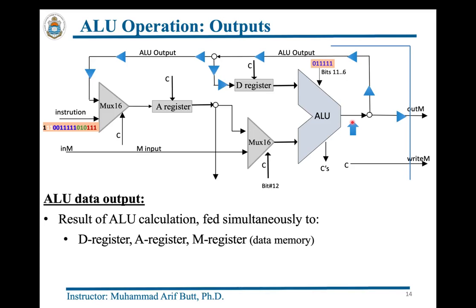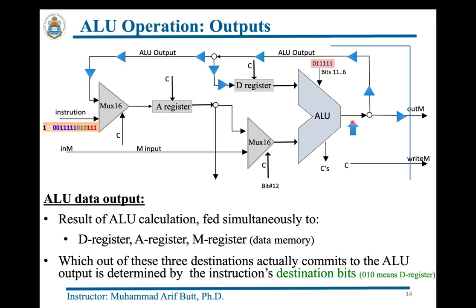And now the programmer has to decide which door has to be opened, and this decision will be taken by the destination field of the instruction, shown in green over here. And over here it is 010, which means the D register. And we have seen in the previous lectures that a 000 in the destination bits means don't save the ALU output in any destination. And a 111 in the destination bits means simultaneously save the ALU output in all the 3 destinations: in the memory, in the D register as well as inside the A register.